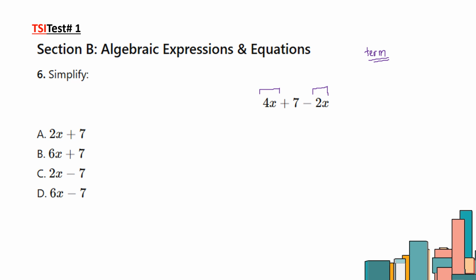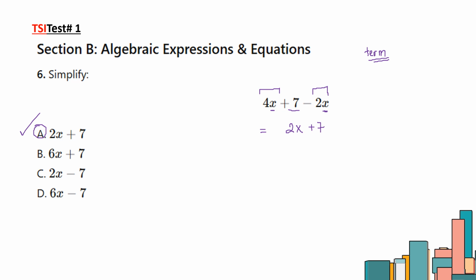Like terms mean they have a similar look. So it's kind of like you're counting x. So you have 4x, then you subtract 2x. So you have 2x, and then right here plus 7 left over, so we just drop it down. So 2x plus 7. A is the correct answer.